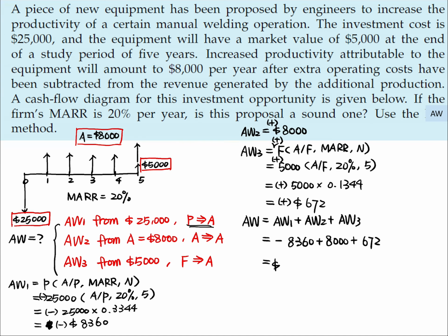AW1 is a negative number. AW2 is a positive number. AW3 is a positive number. The final result is 312 dollars. So it is positive, bigger than 0.